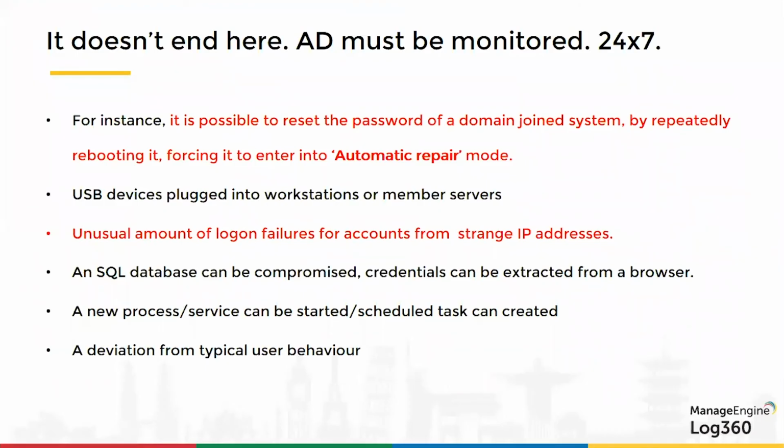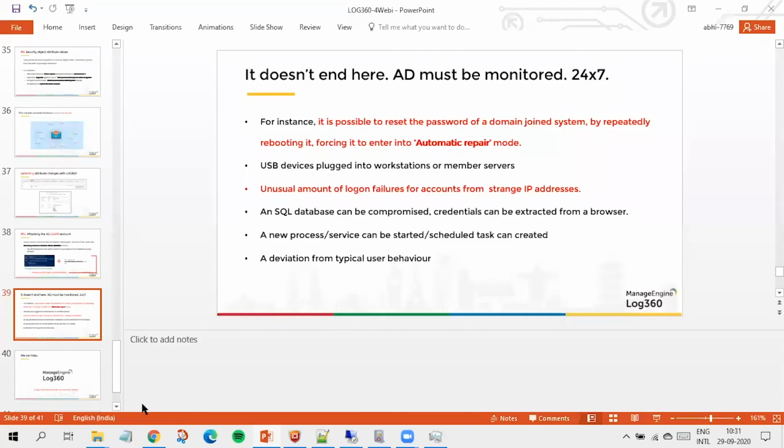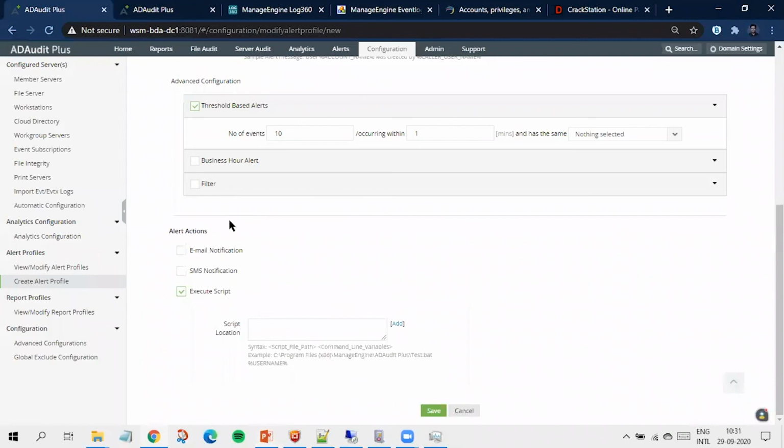A new process can be started by most malicious tools out there. A service can be started. A scheduled task can be created to run a malicious script in the background, or it could even be a simple deviation in a user's behavior. For example, if a user logs on to a domain controller for the first time, it is a malicious activity, and that's something that has to be looked into. Right? If a user is basically moving a lot of files from one location to another, that's malicious, and that's something that has to be looked into as well. And Log360 can help you with that.